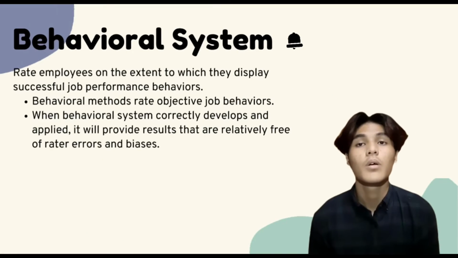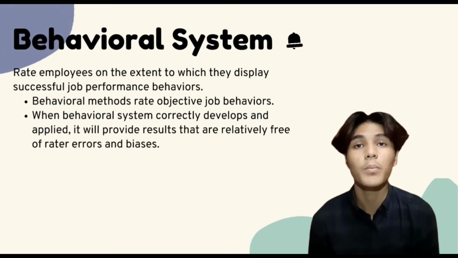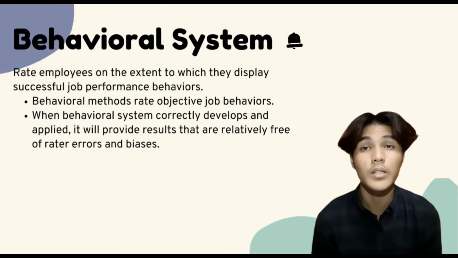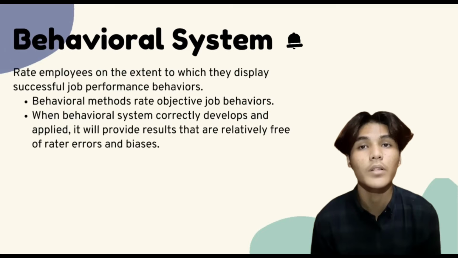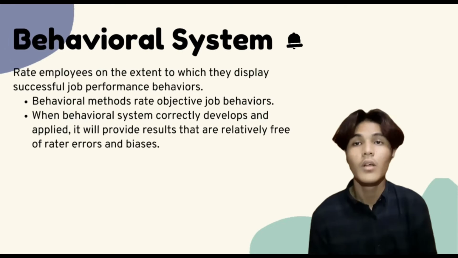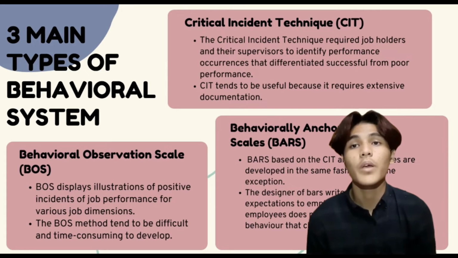Behavioral system. Behavioral system is to rate employees on the extent to which they display successful job performance behaviors. Behavioral methods rate objective job behaviors. When behavioral system is correctly developed and applied, it will provide results that are relatively free of rater errors and biases. There are three main types of behavioral system.